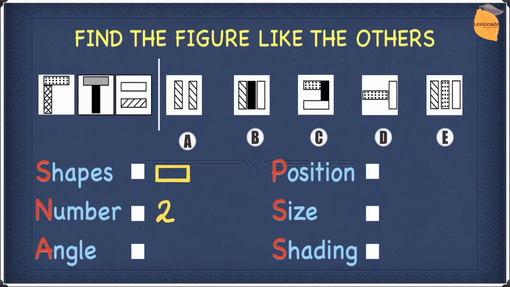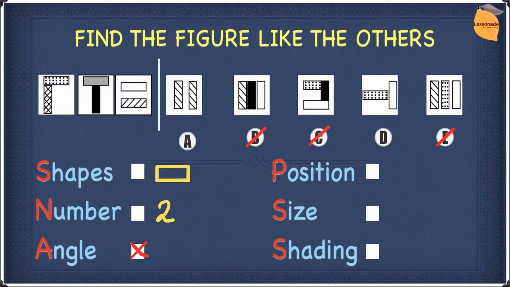And let's cross off all the options that have more than 2 rectangles or less than 2 rectangles. So in our case, B has more than 2 rectangles, C and E, they also have more than 2 rectangles. So we are left with A and D. So let's move on to angle now. In terms of angle, they're all arranged in a random angle, so we cannot really find a correlation between that, so angle does not work either.